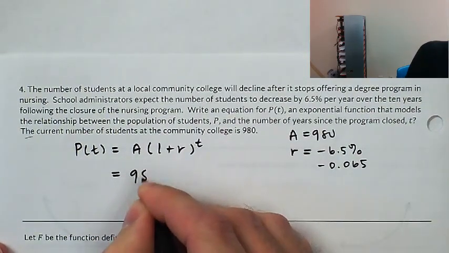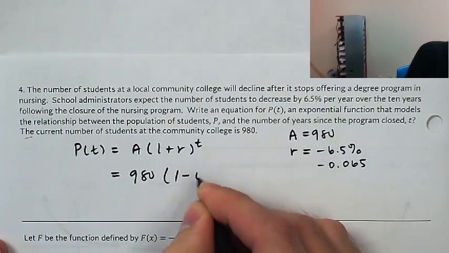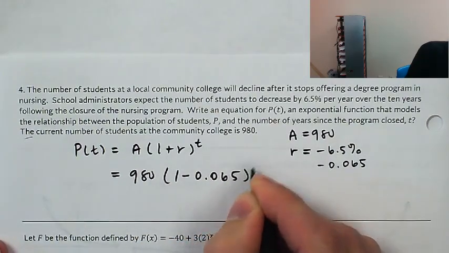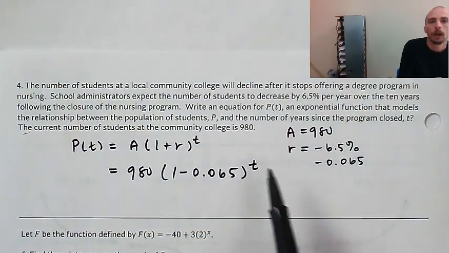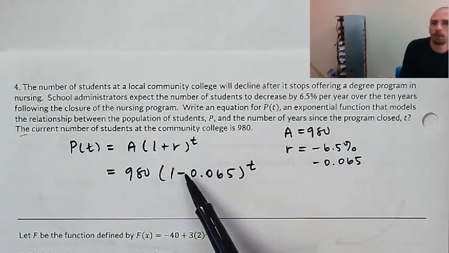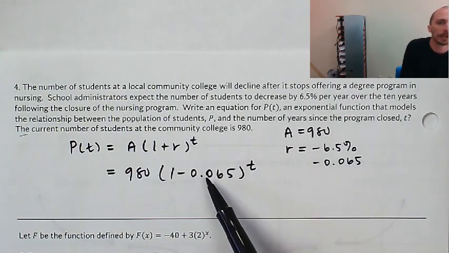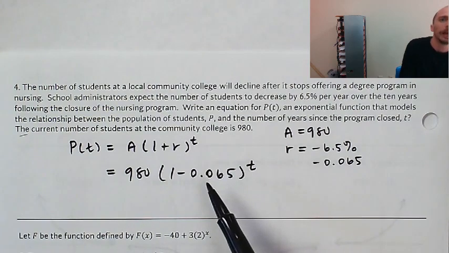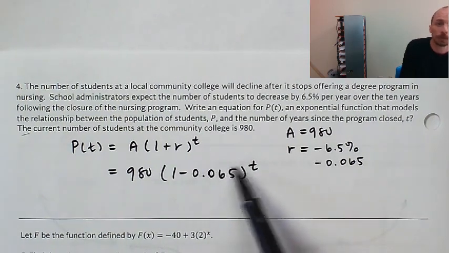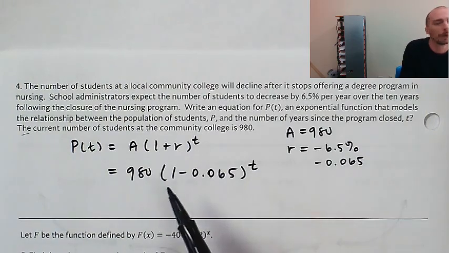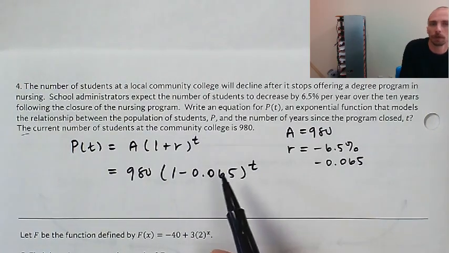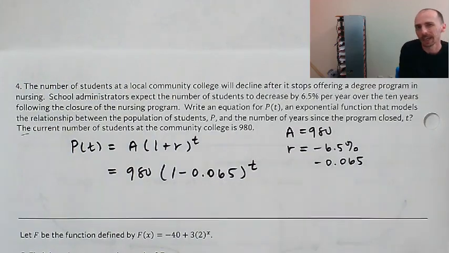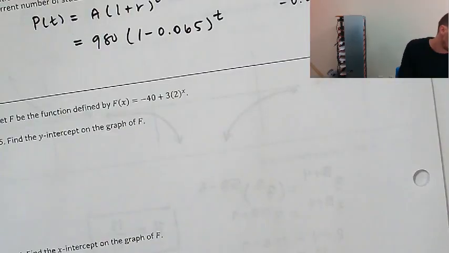So this is going to be 980 times 1 minus 0.065 to the t. Now in the last one, on form A, it was percent growth, and I added those together and just wrote it. With this type of arithmetic, that's a little bit risky. I'm going to suggest that you just leave it there, because I wouldn't want you to subtract 1 minus 0.065, do it wrong, and then have a wrong answer. You know what I'm saying? That's what I'm getting at here.